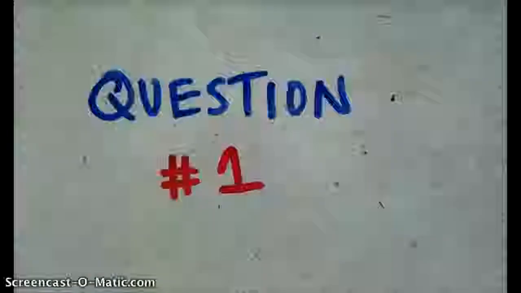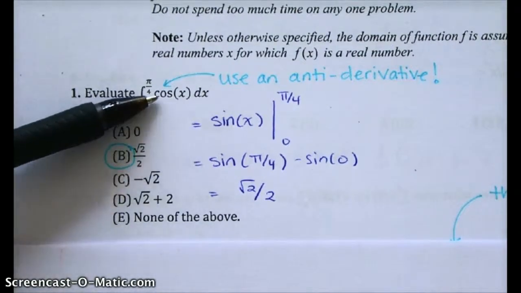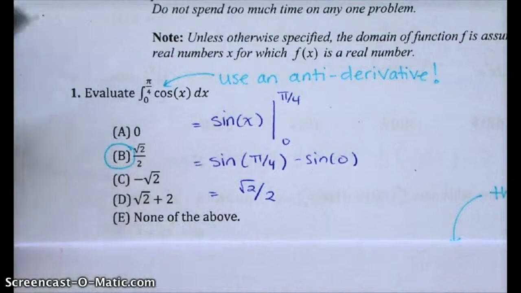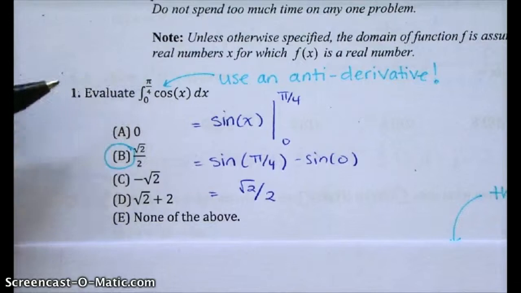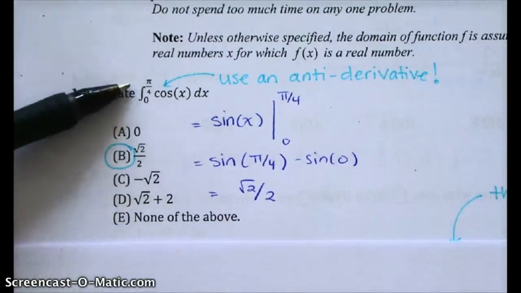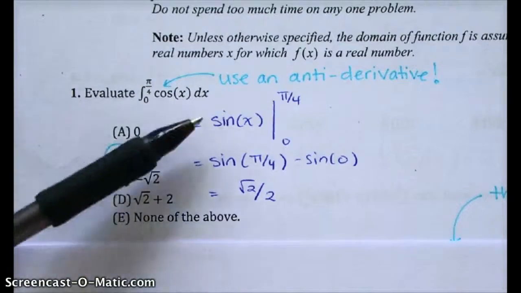Question 1. To answer question 1, you should have used an antiderivative. Although you may have recognized that cosine and sine have this easy pattern, that rule for area really only works when you're going from 0 to pi or when you're cutting that in half. So going from 0 to pi over 4, you can't necessarily use the area 2 that we like to use. But the antiderivative is pretty easy.